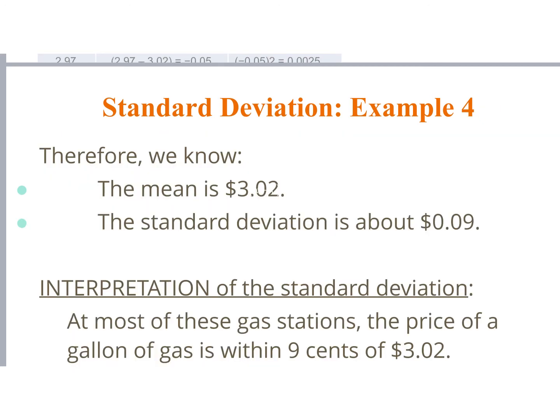Remember I said that we always need to interpret our answers. So here is our interpretation. We got our mean at 3.02, or $3.02, and standard deviation at 0.09, or 9 cents. So here's the interpretation: at most of these gas stations, the price of a gallon of gas is within 9 cents of $3.02. That's what this standard deviation means.